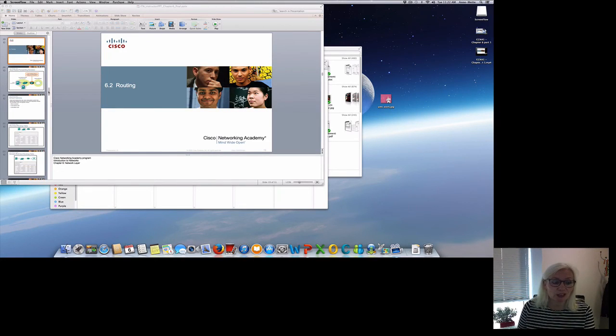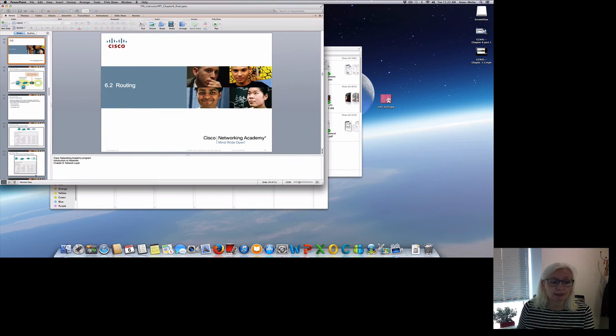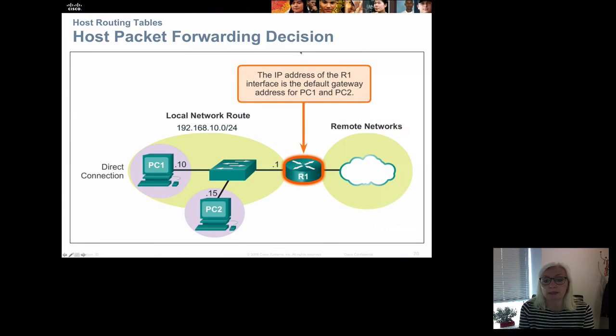This is the presentation of Chapter 6.2 in CCNA1, which is about routing. And when we look at a router, we will see that this is something that we have in our local network if we need to communicate outside our network.